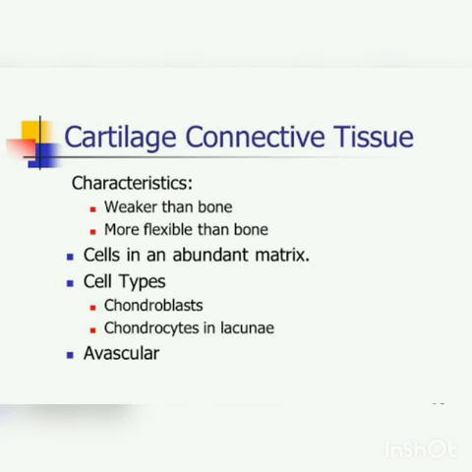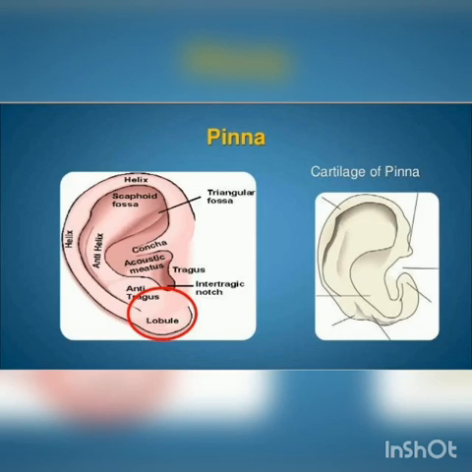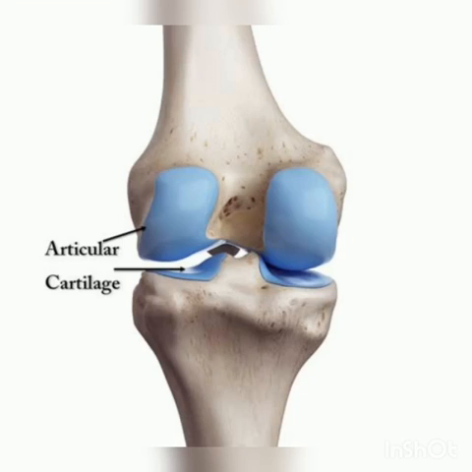Where is cartilage present? Cartilage is present in the tip of the nose. Touch your nose, cartilage, soft bone. Outer ear joints, you can touch the ear pinna, between the adjacent bones of the vertebral column, the bones between two vertebral columns, limbs and hands in adults.